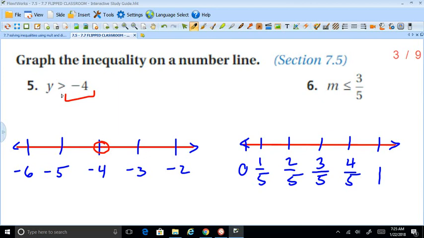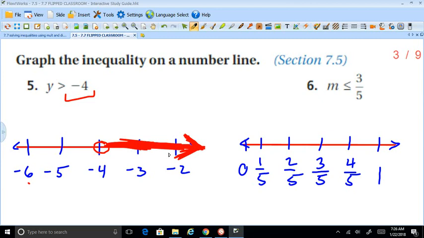And since y is greater than negative 4, I've got to try two numbers. Let me put negative 6. Is negative 6 greater than negative 4? No. Let me try negative 2. Is negative 2 greater than negative 4? Yes. So I want to shade towards my yes side, and I'm going to shade in from the open circle, including the arrowheads, all the way to the right, and this number line keeps on going. Make sure you overemphasize your shading.